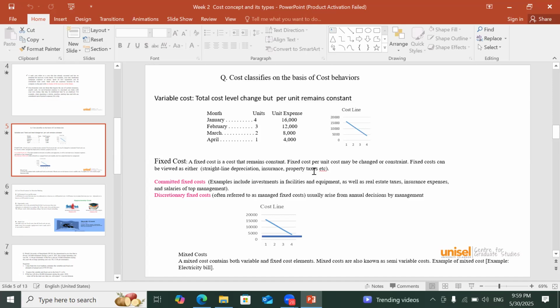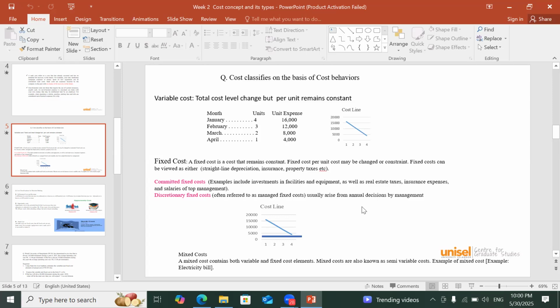Okay. And fixed cost has 2 types. Number 1, committed fixed cost, and discretionary fixed cost. Committed fixed cost examples include investment in facilities, equipment, as well as real estate taxes, insurance expense, and salaries of top management. Again, discretionary fixed cost, often referred to as managed fixed cost, usually arises from annual decisions by management.